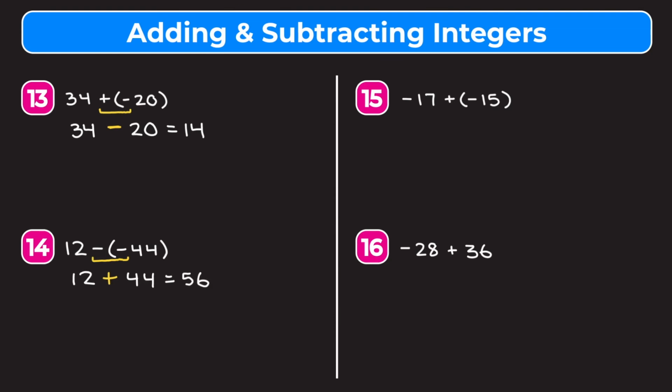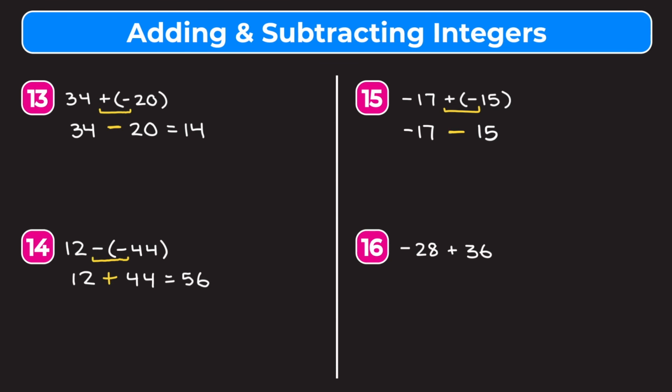So now let's take a look at these last two examples. So number 15 is negative 17 plus negative 15. So again, plus minus turns to minus. So we have negative 17 minus 15. That's a little weird, so I'm going to move this minus sign down. So we have negative 17 minus 15.